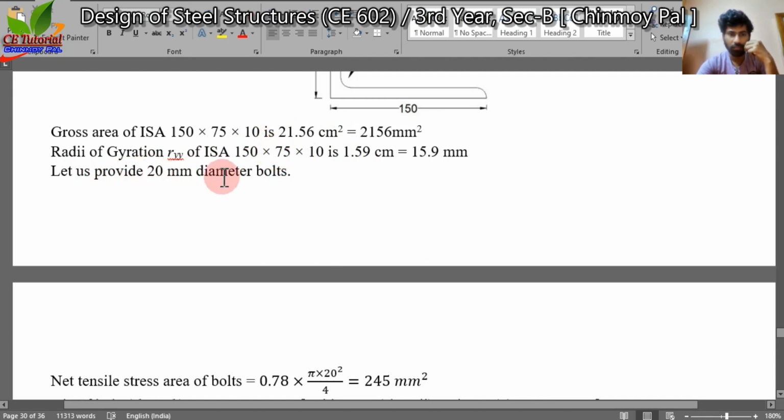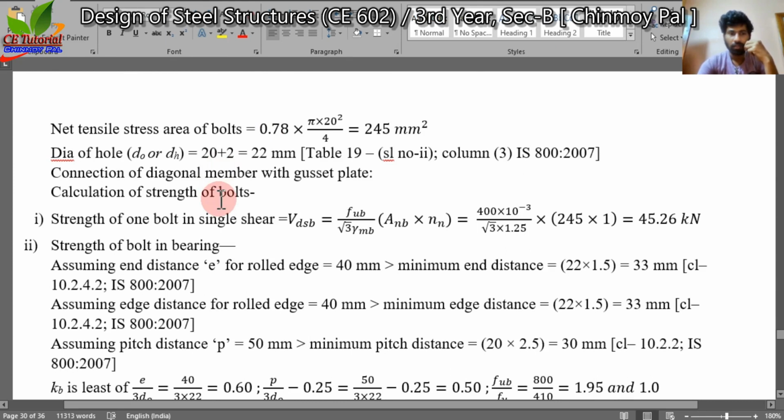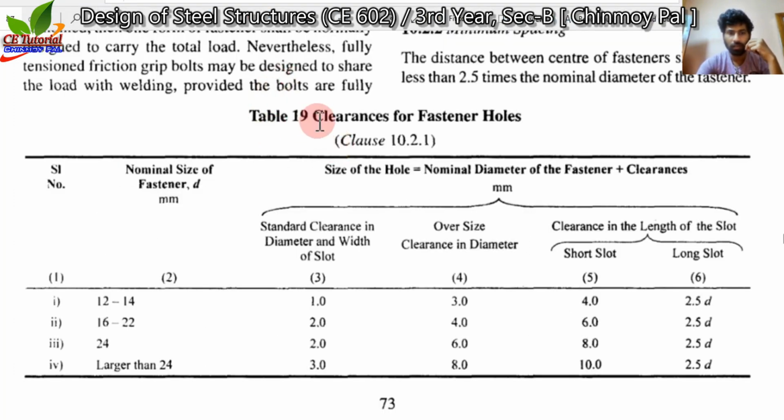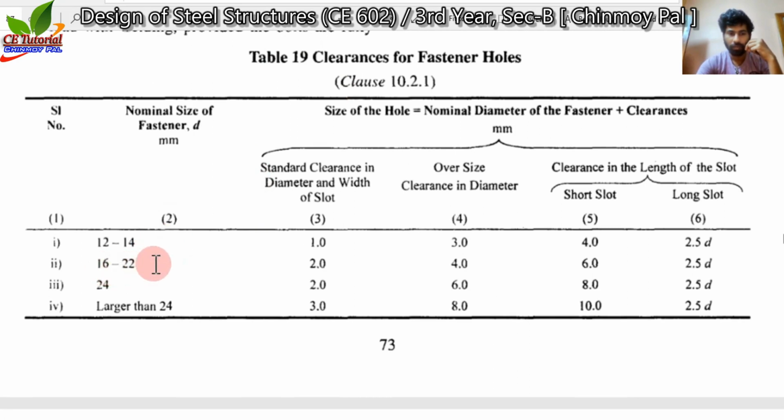Let us provide 20 millimeter diameter bolt, and the net tensile stress area of this bolt is equal to 0.78 into nominal plain shank area, that is based on the diameter of the bolt. So this is equal to 245 millimeter square. The dia of hole is 20 plus 2, that is 22 millimeter. You can find this value from table 19. This is table 19, and you can see we are adding 2 to our diameter of bolt. So diameter of hole is 20 plus 2, that is 22.